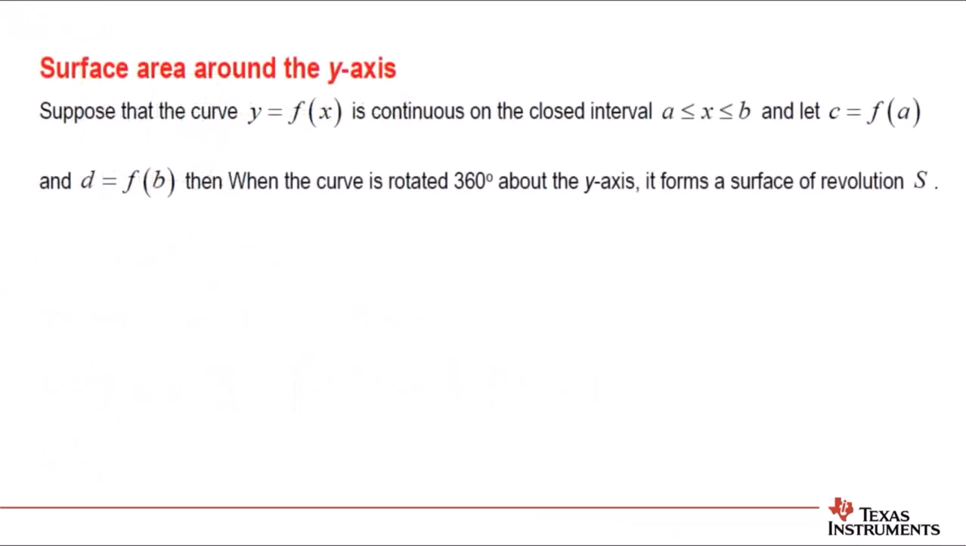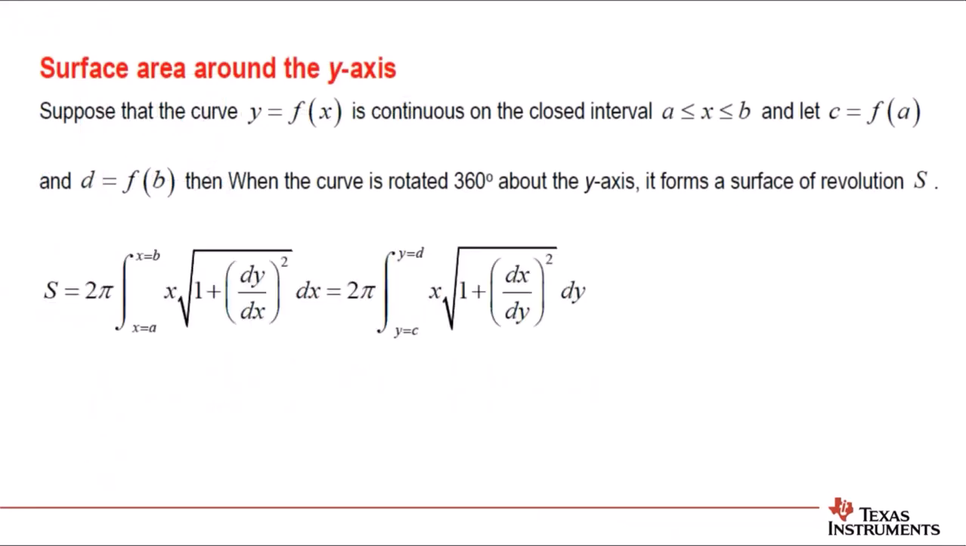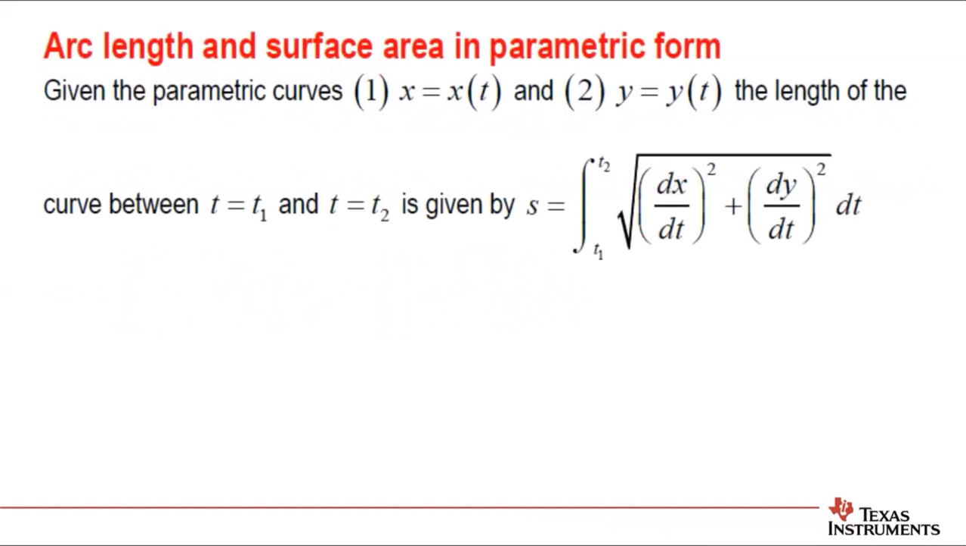All right, we can look at surface areas now around the y-axis, which effectively just means I'm swapping the x and y's, and we've got two formulas that we could have for this one. 2 pi between the x values of a and b of x times the square root of 1 plus dy/dx all squared dx, or 2 pi between y equals c and y equals d of x times the square root of 1 plus dx/dy all squared dy. So both of them will give the same result.